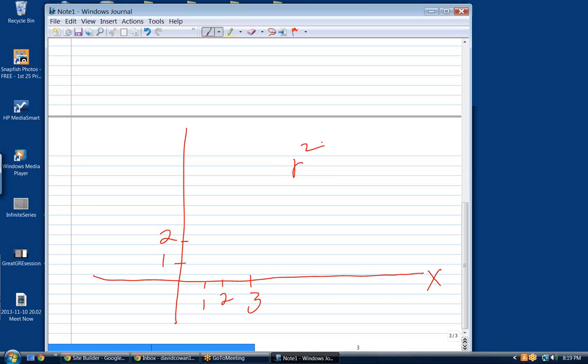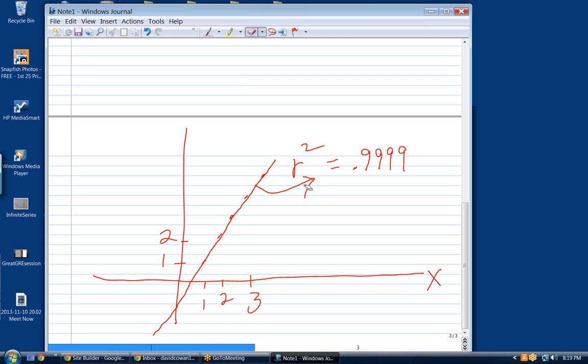R squared varies from 0 to 1, and a really good fit is almost 1. In other words, if I had these points right here in my table, you can see that when I fit a straight line to that, it almost goes through every single point. That's going to have this kind of r squared value.